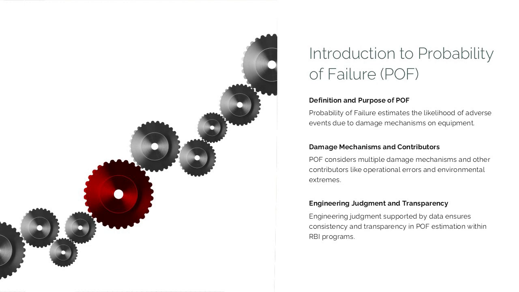In addition to damage mechanisms, other contributors to loss of containment may exist, including operational errors, design deficiencies, external events, or environmental extremes. While these contributors are not always explicitly modeled, they can influence overall failure likelihood. The objective of introducing POF is to establish a structured, repeatable, and technically defensible approach that supports decision-making. This slide sets the foundation for understanding why engineering judgment, supported by data and standards, plays a central role in POF estimation and why transparency in assumptions is critical for consistency across RBI assessments.